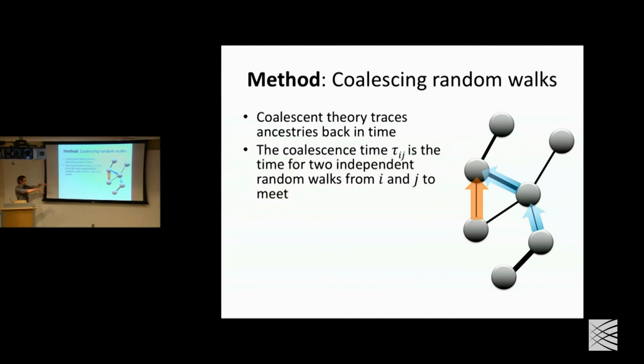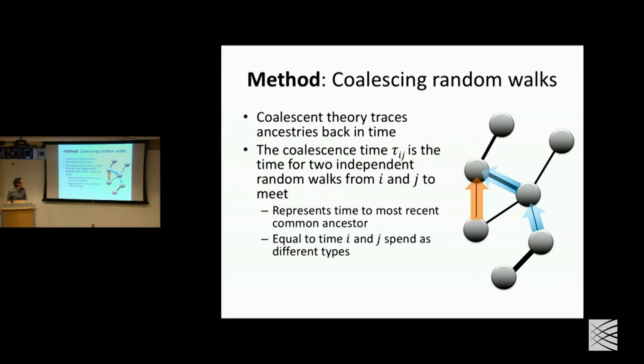So at some time, we kind of model their ancestries as random walks. Say this individual had a parent there, this individual had a parent there. At some past time, their ancestries converge into a common ancestor, right? If we model these as random walks, then there's a certain coalescence time, which is the expected time for two independent random walks from i and j to meet. That's going to represent the time to the most recent common ancestor of those two sites.